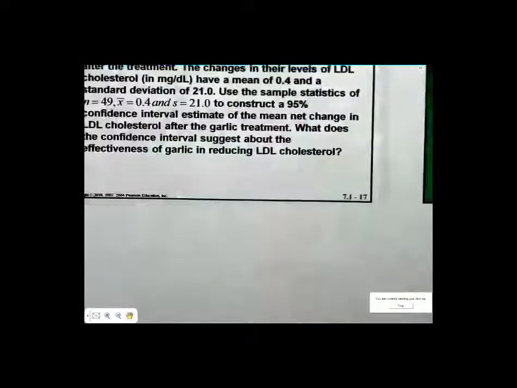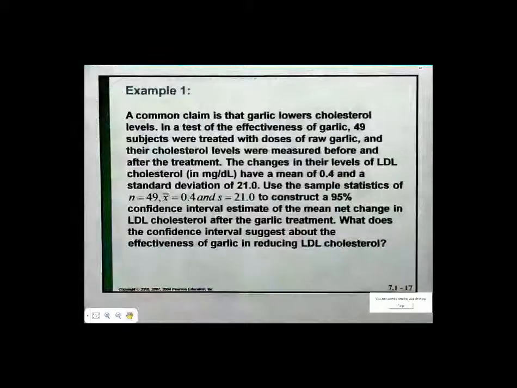A common claim is that garlic lowers cholesterol levels. In a test of the effectiveness of garlic, 49 subjects were treated with doses of raw garlic. I don't know what happened to their cholesterol level, but I can imagine what happened to their love life. And their cholesterol levels were measured before and after the treatment.